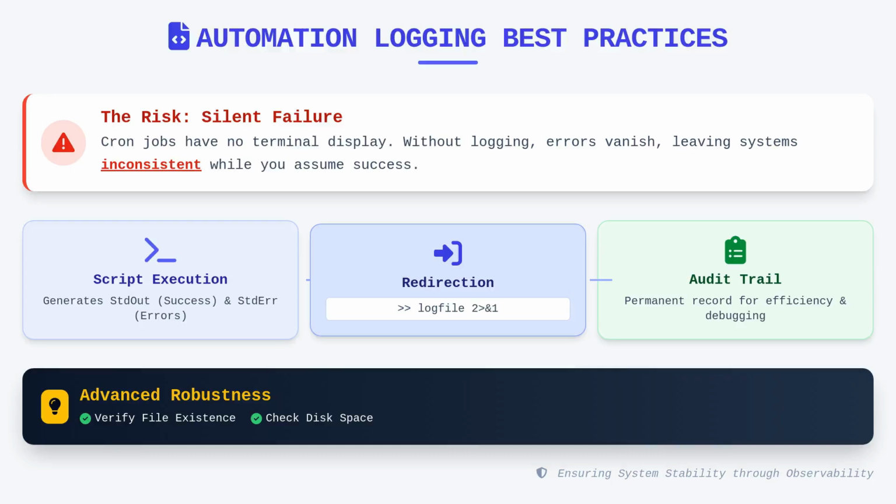Without this, your automation might fail silently, leaving your system in an inconsistent state while you believe the tasks are proceeding correctly. As you gain more experience, you will learn to construct robust scripts that check for the existence of files or sufficient disk space before attempting to perform operations.